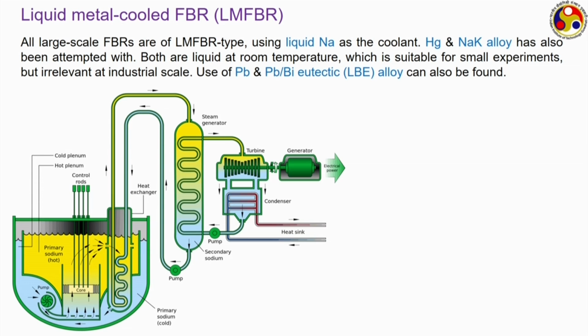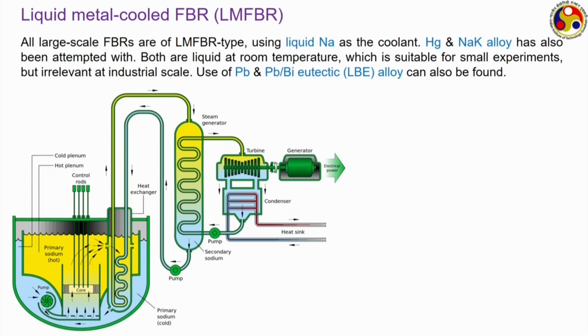It is not that other fluids have not been tried. Some early day reactors employed mercury as the fluid, and some research reactors use a sodium potassium alloy. One big advantage of both mercury and the sodium potassium alloy is that they are liquid at room temperature, but sodium is not liquid at room temperature; it has a melting point of around 98 degrees Celsius. So with a material like mercury which is liquid at room temperature, we can directly apply it to the reactor, and that is very suitable for small experimental test rigs or research laboratories.